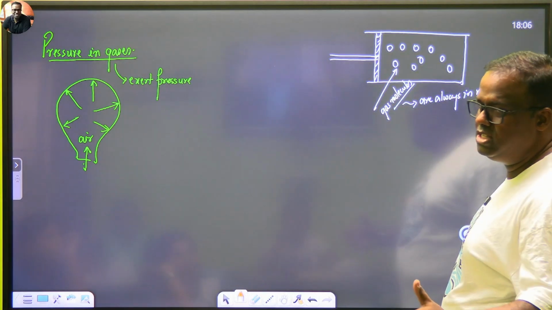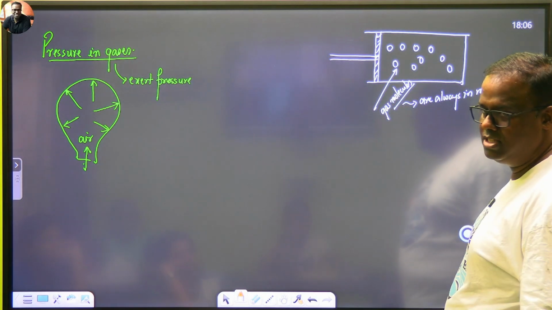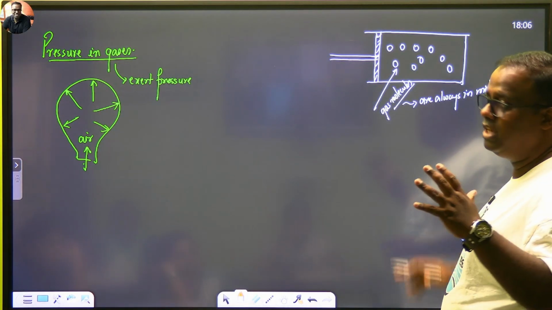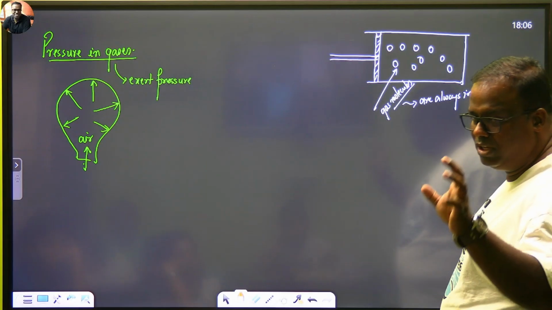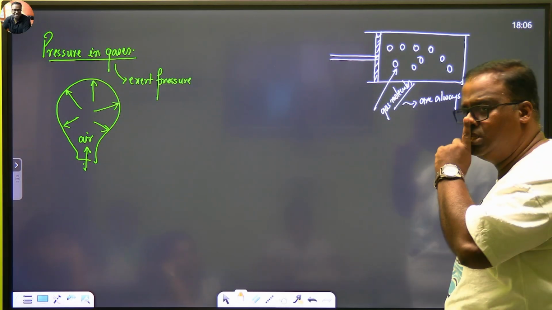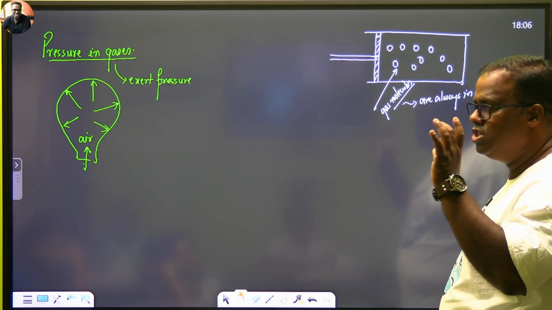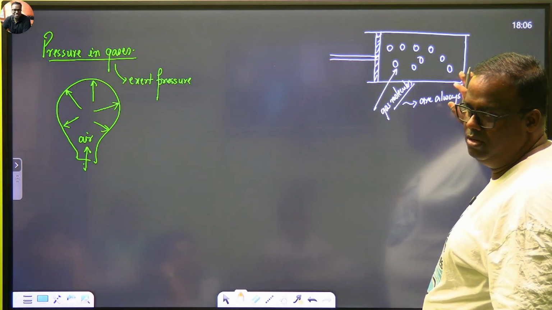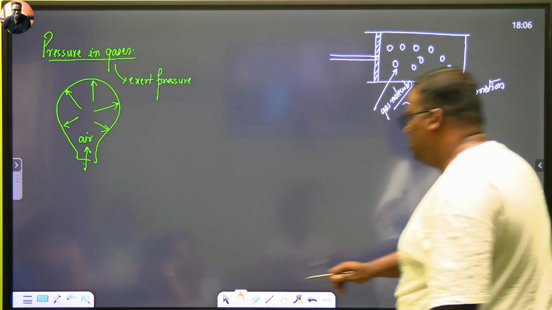So this motion is something like naughtiness, or you can say disturbance. This motion is much more in the case of gases. In the case of liquid, it's less. Solids are the most disciplined kids. Solids have motion, but very little. They are always in motion, continuously in motion. Yeah, and they are loosely packed and all.